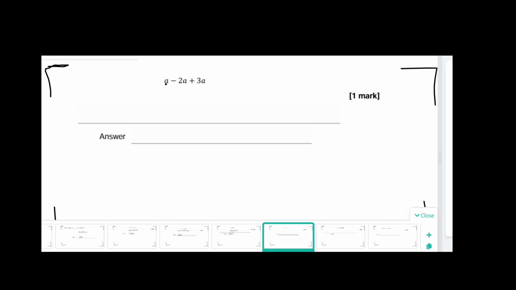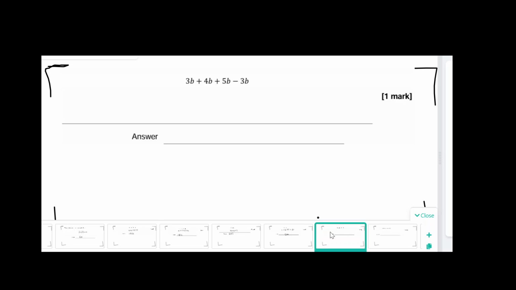Now in this case, we're checking again. All the terms have A in them, which is fine. But here we are subtracting. There's a minus sign there. So we have 1 minus 2 plus 3. Okay. So 1 minus 2 is minus 1 plus 3 is positive 2. So we end up with positive 2A.